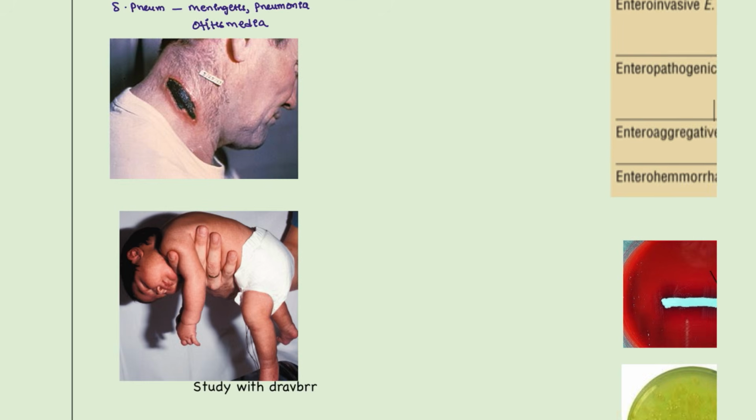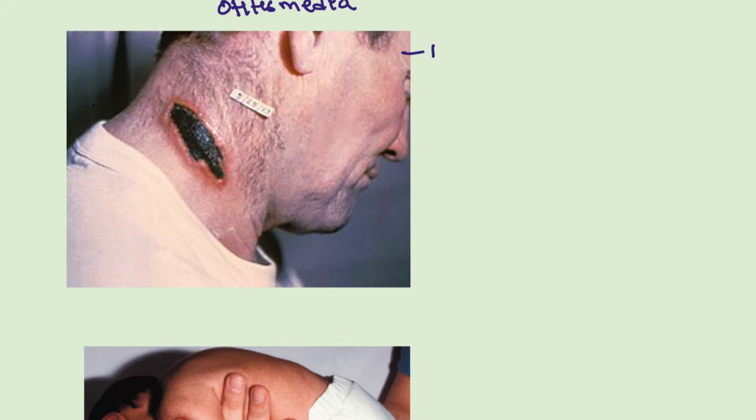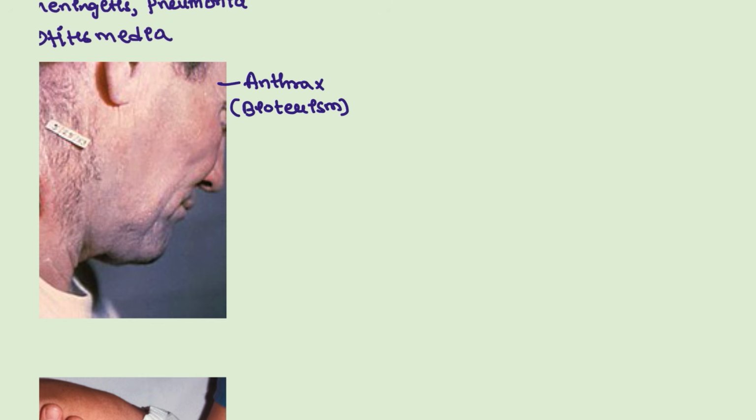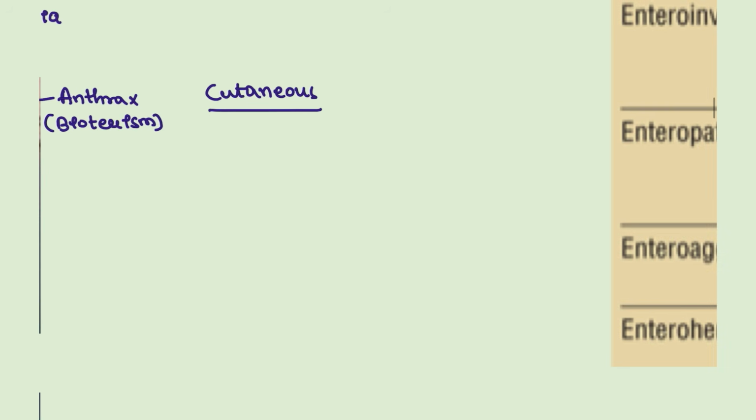Next, moving on to the different types of diseases. So this is anthrax. Anthrax is considered a bioterrorism agent. It could be of two types. One is the cutaneous type, or it could be pneumonia, lung related. The pulmonary disease is known as woolsorter's disease, whereas the cutaneous type is known as black eschar.